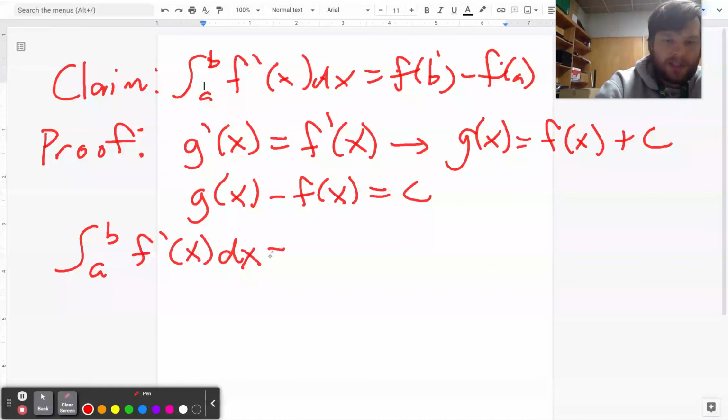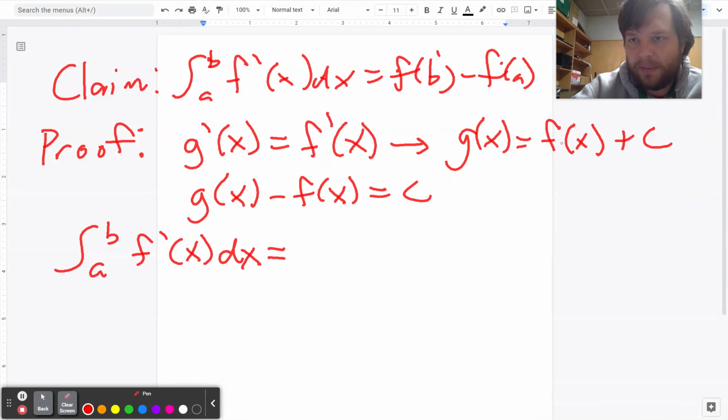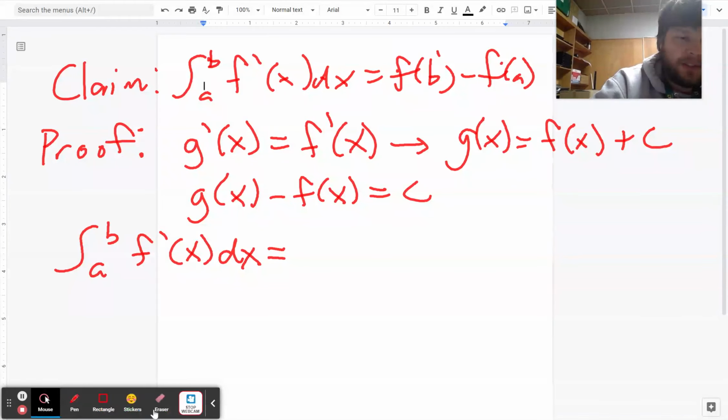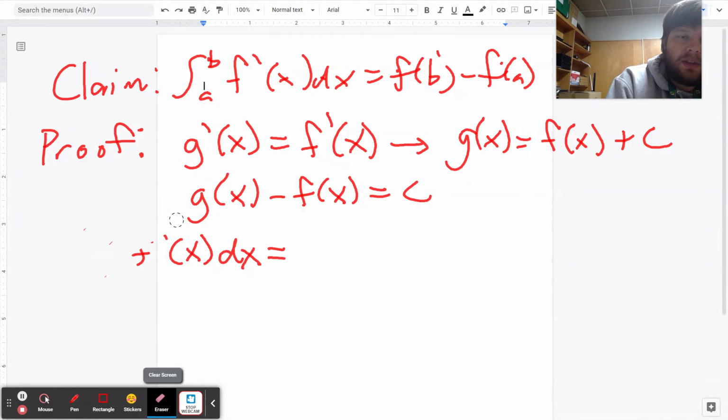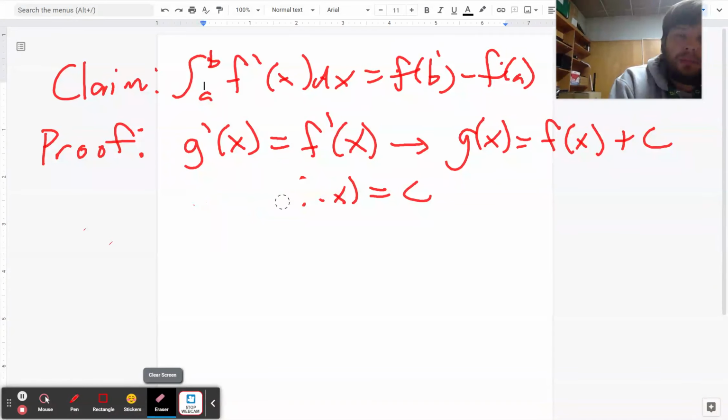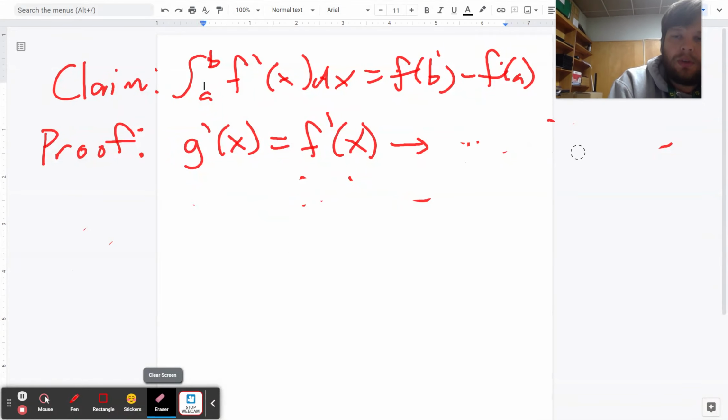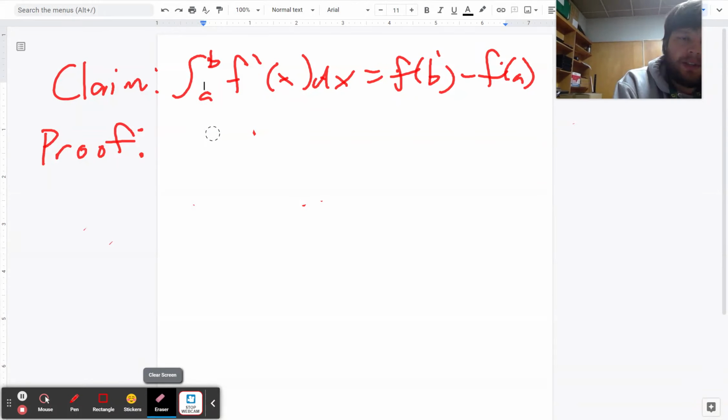What we can do then is look at the integral from a to b of f prime of x dx, the area underneath the curve from a to b. Yes, I got a little bit ahead of myself here. Let's go backwards just a few seconds. What we're going to do is use what we just proved. We're going to define a function before we assume anything about it.